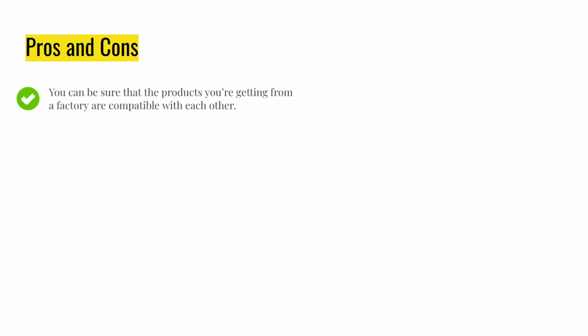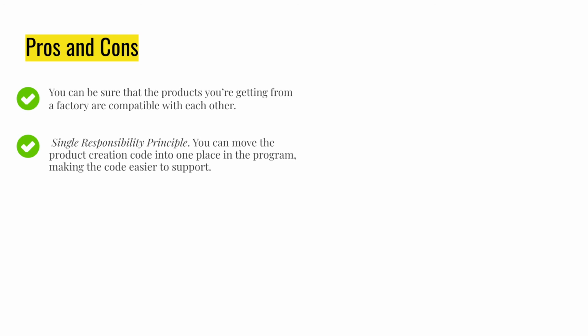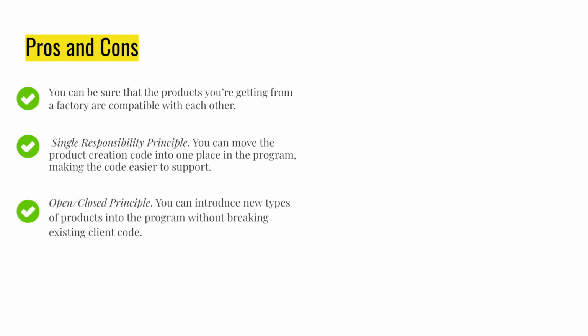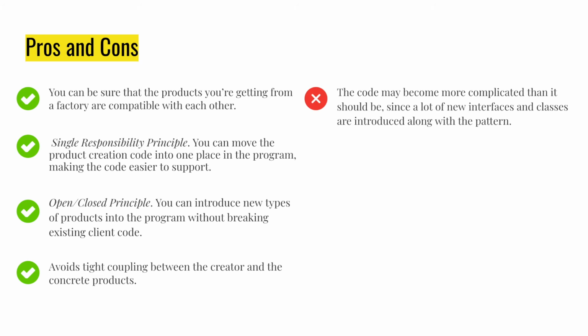Pros and cons. First, you can be sure that the products you're getting from a factory are compatible with each other. You can move the product creation code into one place in the program, making the code easier to support. Also, you can introduce new types of products into the program without breaking the existing client code. And we avoid tight coupling between the creator and the concrete products. The con would be the code may become more complicated than it should be, since a lot of new interfaces and classes are introduced along with the pattern.